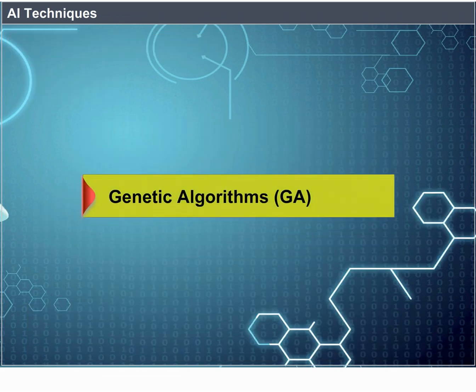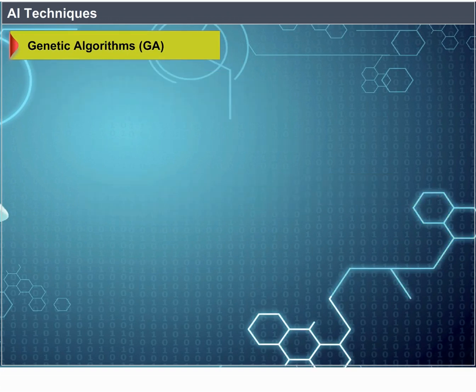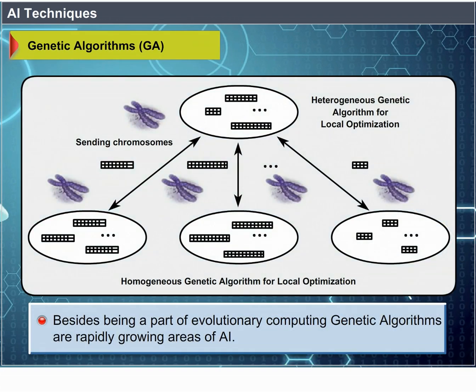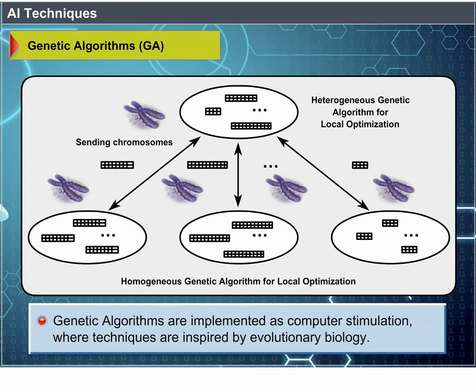Genetic algorithms (GA). Besides being a part of evolutionary computing, genetic algorithms are a rapidly growing area of AI. Genetic algorithms are implemented as computer simulations, where techniques are inspired by evolutionary biology.